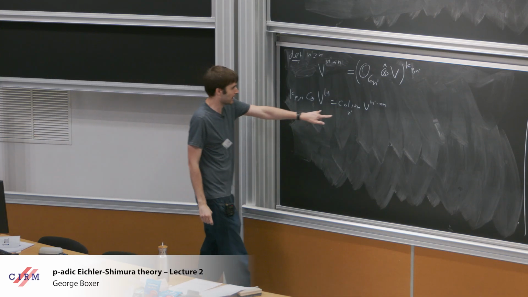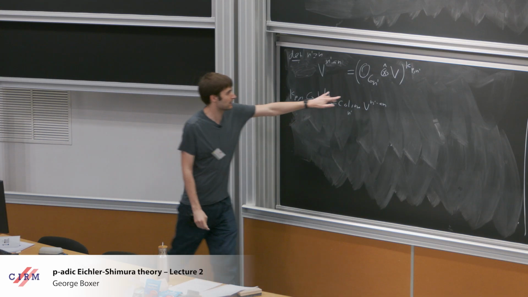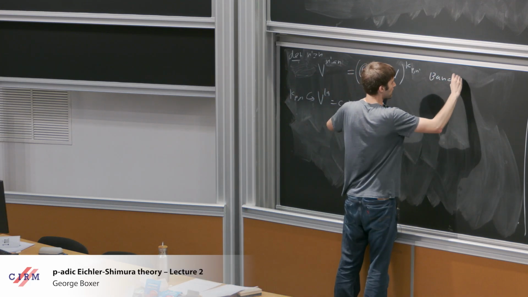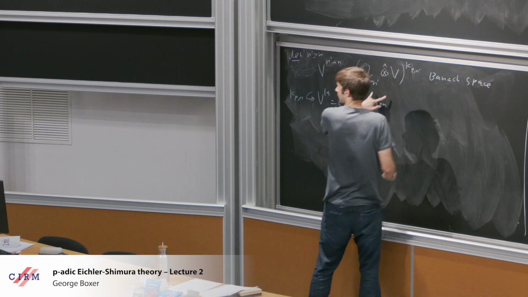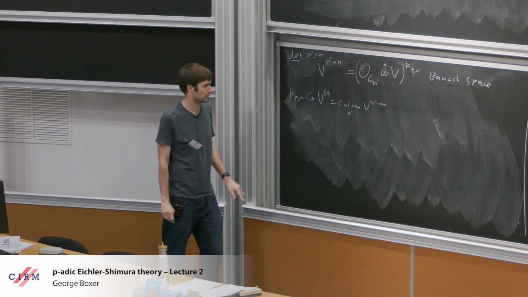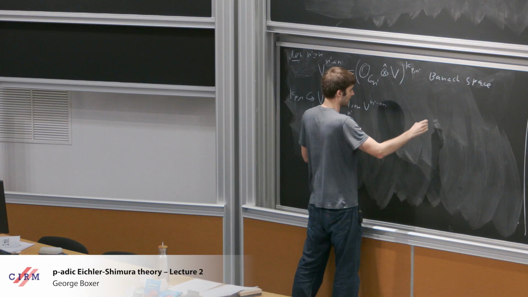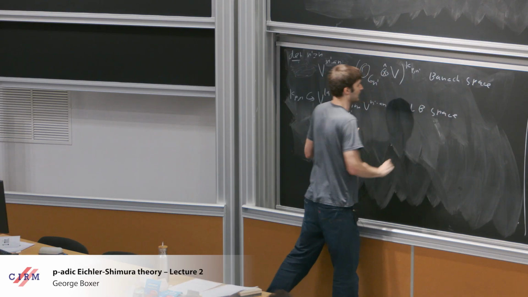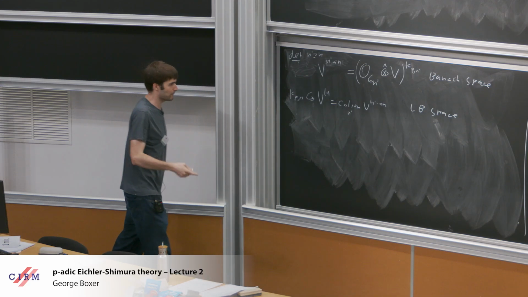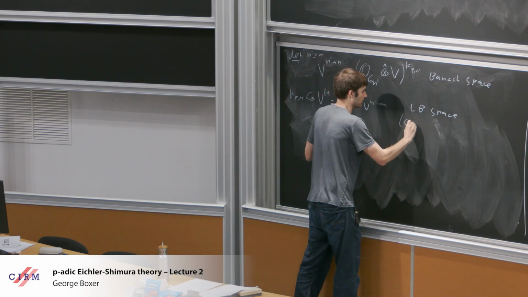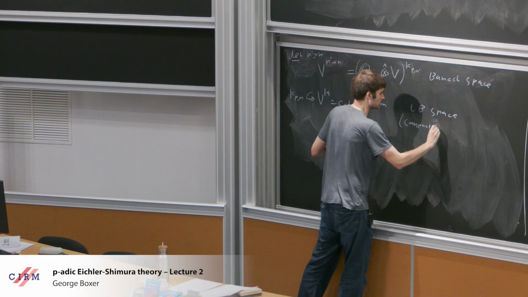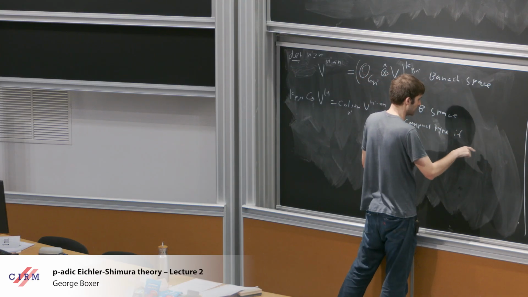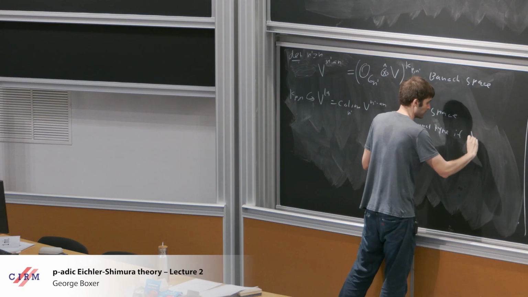Okay, and so what kind of spaces are these? So again, this is going to be a Banach space, and this is going to be a colimit of Banach spaces. This is an LB space, and it will be of compact type if V is admissible.